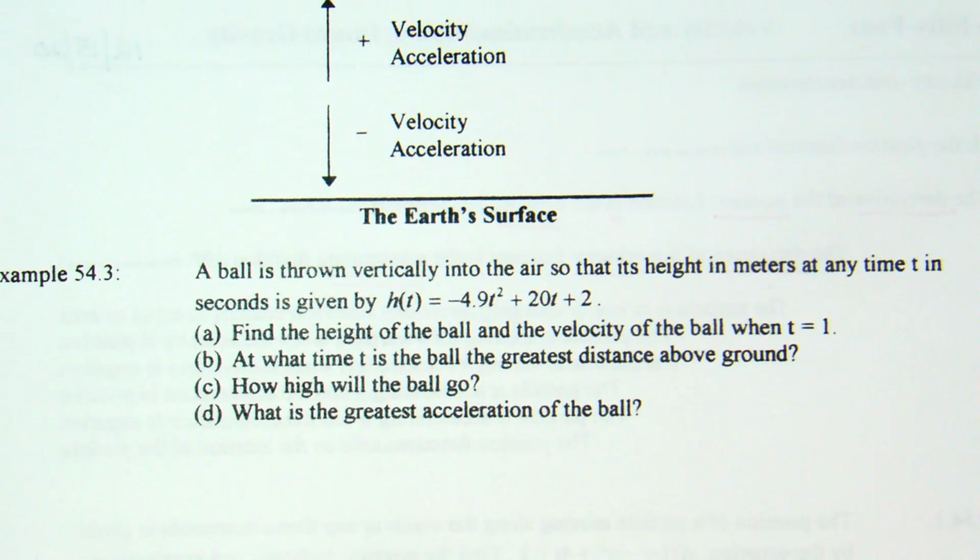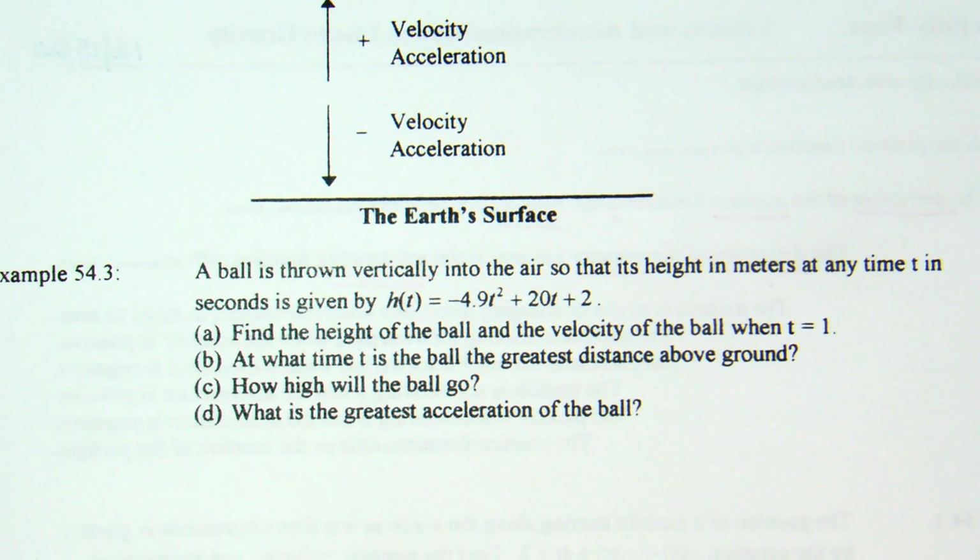So, okay, on the back. In relation to the Earth's surface, there's a little bit of a diagram there that if you're going up from the Earth, velocity and acceleration are both positive. If something's essentially falling back to the Earth, velocity and acceleration are negative. It's all about motion with respect to where the Earth is.